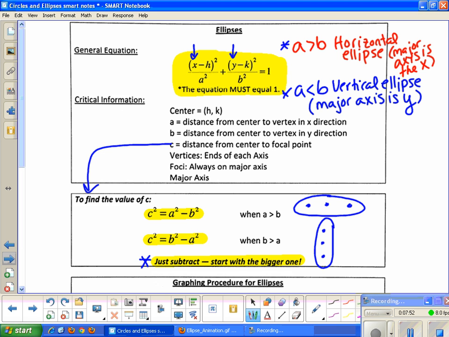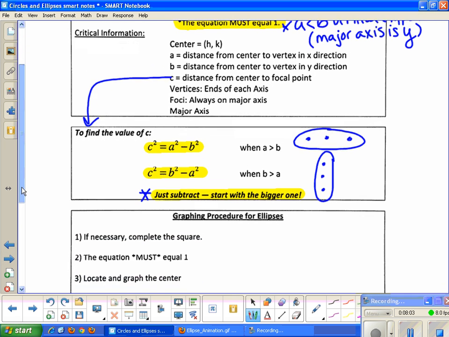Another note to point out is that for ellipses, the sign in between the two is always going to be a plus sign. So that's important because hyperbolas, which we'll do next, is going to be a minus sign.